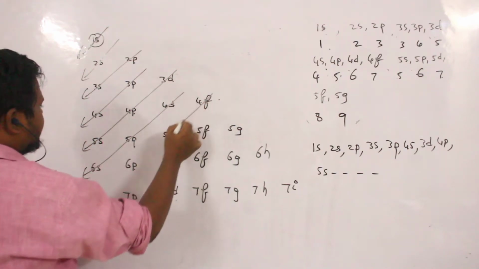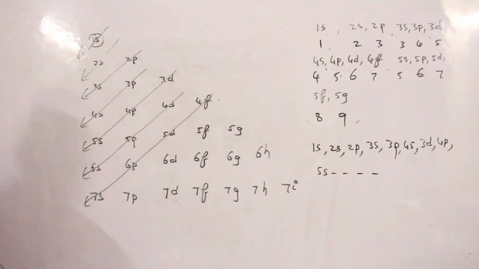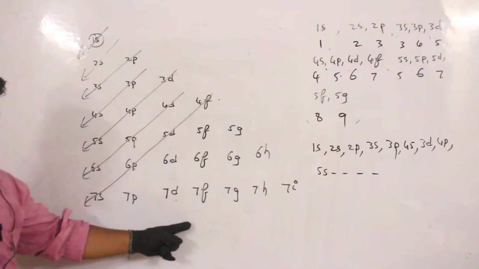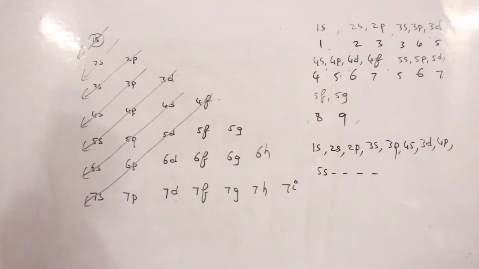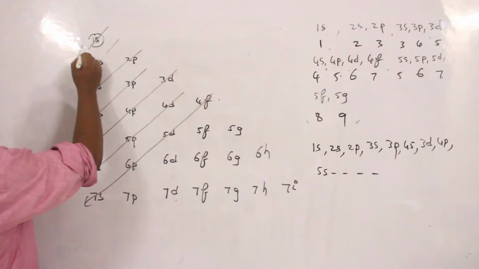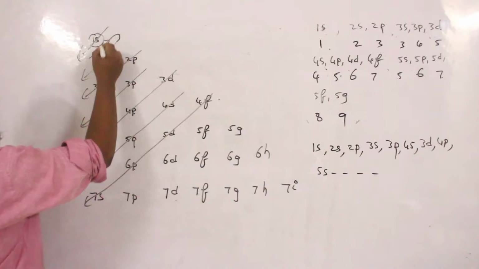Clear? Then 4f, 5d, 6p and 7s. So this is the sequence in which we have to draw the arrows. What is the meaning of these arrows? This one should be followed by this one.